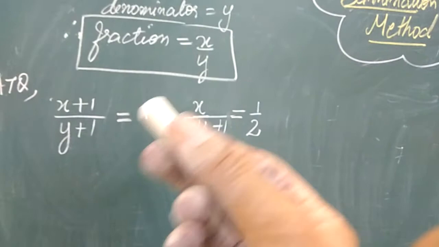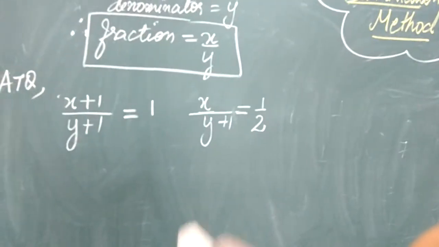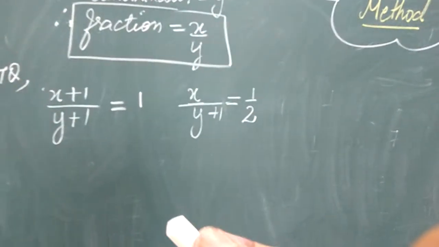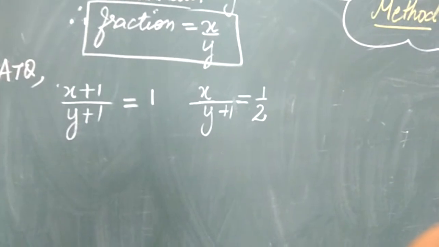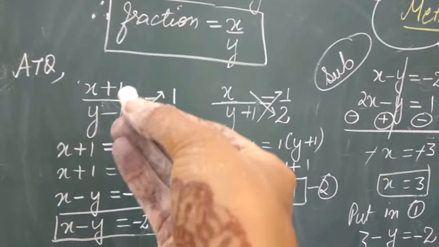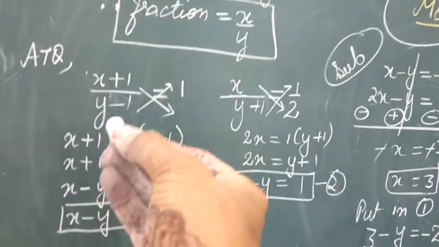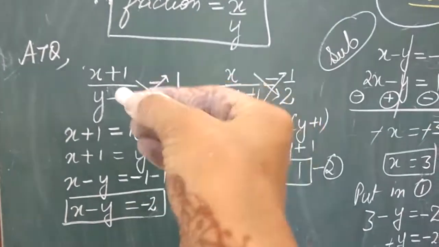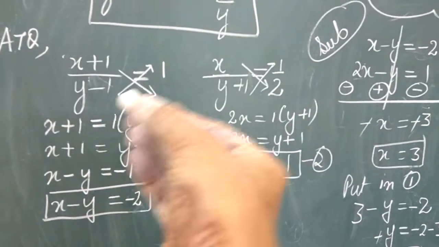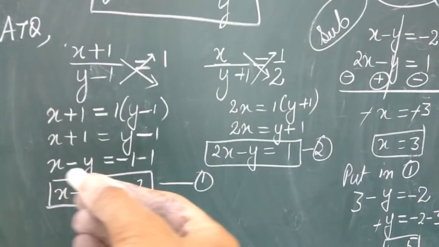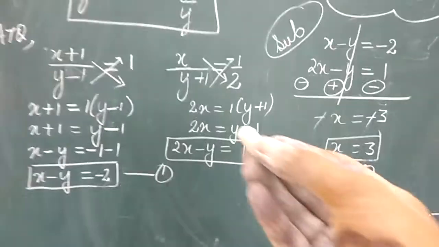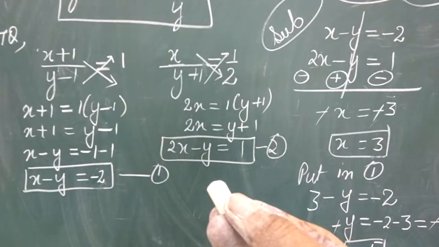But we have to convert the equations into the standard form. For that we will cross multiply and combine the like terms. Then we will follow the elimination method. Let's do. So dear students, if we add 1 to the numerator and subtract 1 from the denominator, now cross multiply. x plus 1 multiplied by 1 will get the same, y minus 1 multiplied by 1 will get the same. By taking constant terms to the right hand side, x minus y will get this equation. Similarly, cross multiply the second equation to get this.